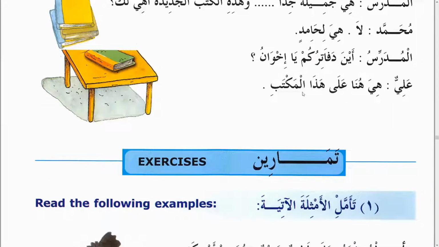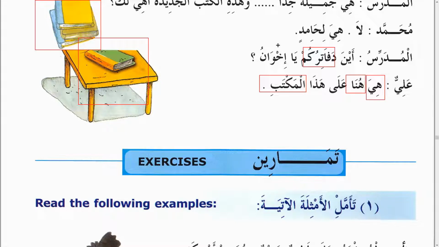Hiya huna ala hadha al-maktab. They are here on this table. Hiya huna ala hadha al-maktab. They, not she, because you're talking about notebooks, right? All these notebooks. They are here on this table.